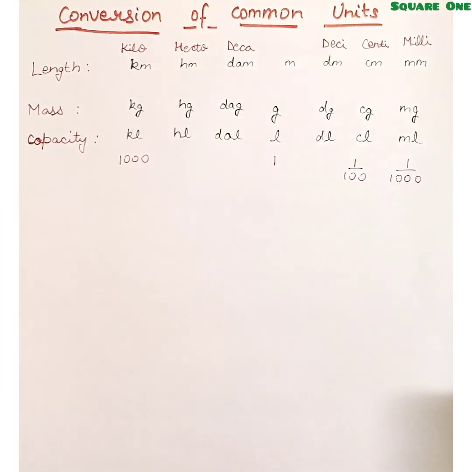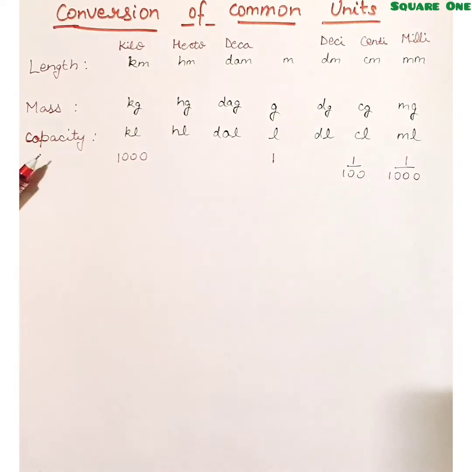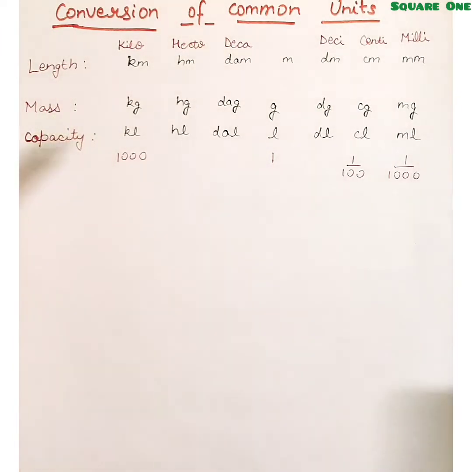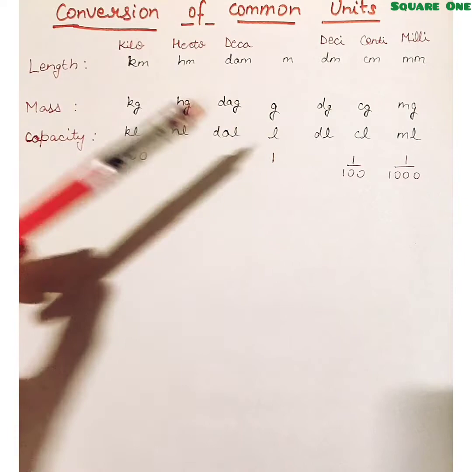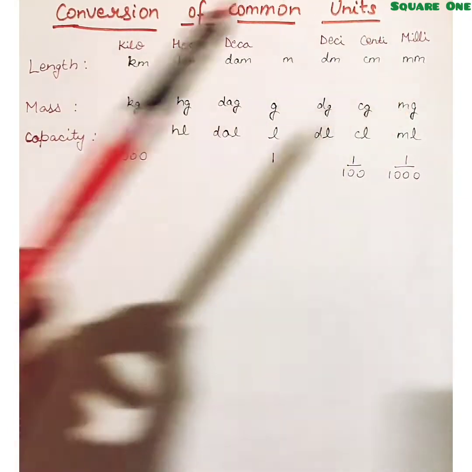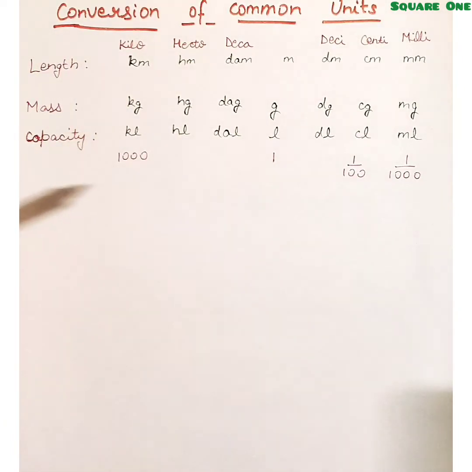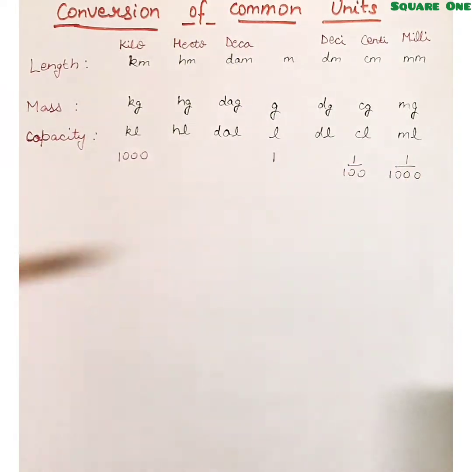You have studied about measuring units of length, mass, and capacity. You have studied this chart, right? The biggest unit is kilo, then we have hecto, then deca, then we have meter, gram, and liters. Then the smaller ones are deci, centi, and milli, right? Kilometer, kilogram, these are the bigger ones, and the smallest ones are millimeter, milligram, and milliliter.